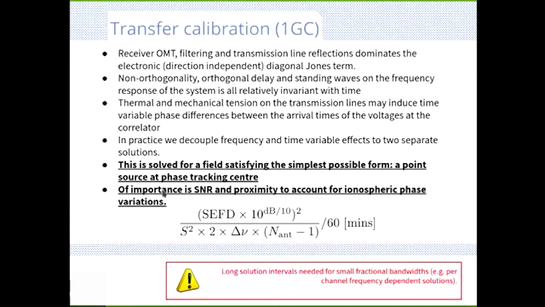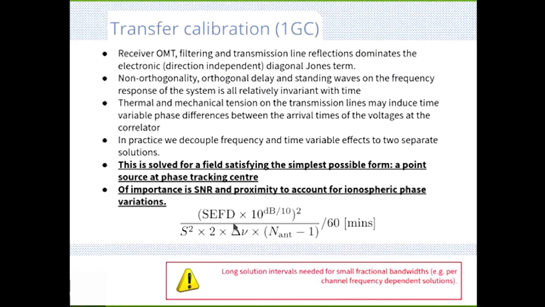Now, as I said earlier, we bin our solutions here in time and frequency. What drives those bins is primarily signal to noise, right? And to capture time variable effects, we need proximity to our target field to account for any atmospheric constant phase variations in time. All right. So the signal to noise is given by this equation here, and this equation tells us exactly how long we need to integrate in order to get to some signal to noise.